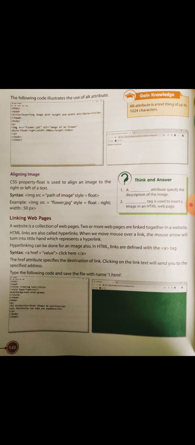HTML, head, title, that is creating text, title close. Then a style type mentioned text slash css, then body, the background color we have mentioned green, style closed, head closed, and the body, that paragraph, and heading 2 style is equal to color colon blue, that the second heading will be in blue color.